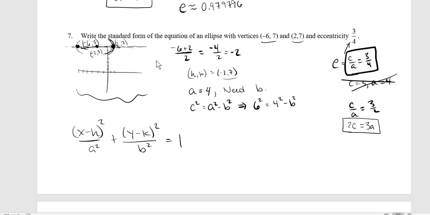Oops. I see where I made a mistake. Here I made a mistake. I had the eccentricity was 3 over 4. I wrote it as 3 over 2. That's no good. That's 3 over 4 there. I knew something was wrong because I got a bigger c value than my a value.